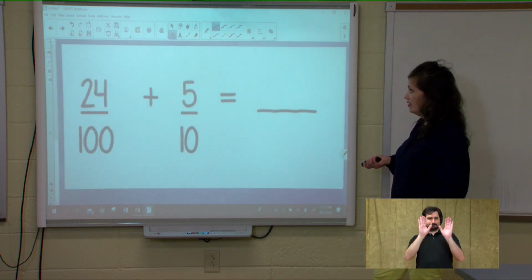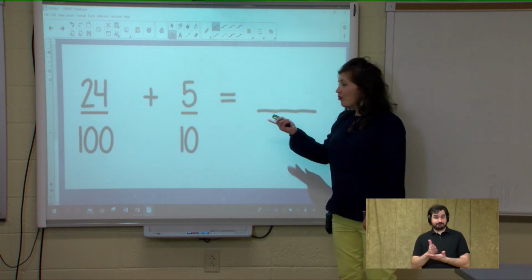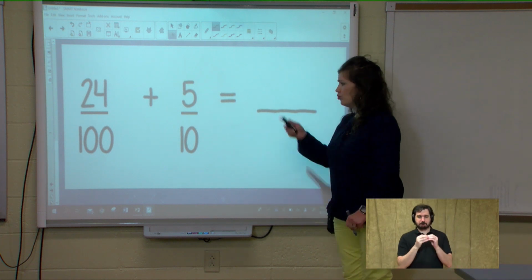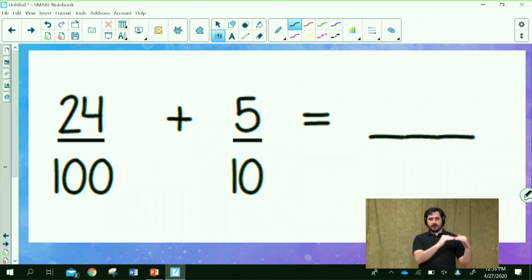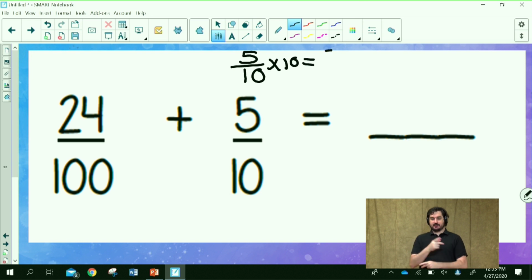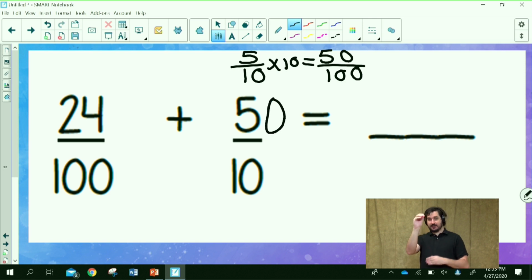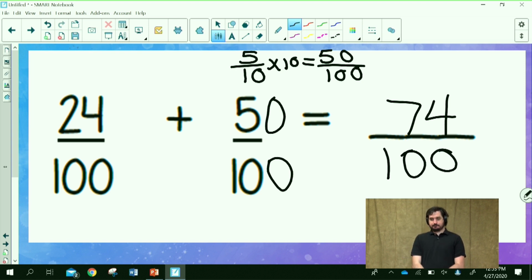Very good. All right, we have 24 hundredths plus 5 tenths. What do I need to do? I need to convert 5 tenths. I can multiply by 10, and that would give me 50 hundredths. Now that I've converted my 5 tenths, I found an equivalent fraction to 5 tenths, that's 50 hundredths. I can add that to 24 hundredths, and that would give me 74 hundredths.